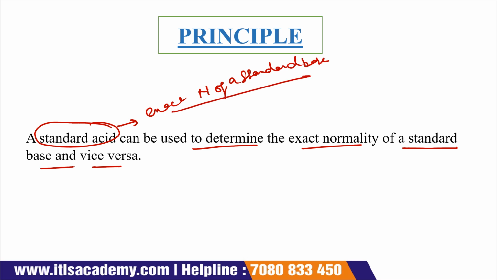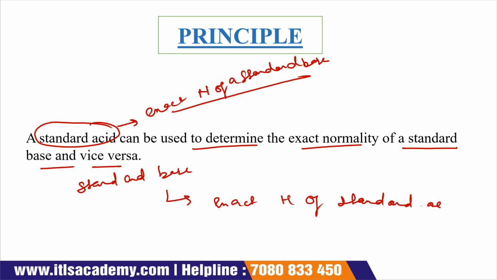Now if we have a standard base, this standard base is used to calculate the exact normality of a standard acid. So a standard base is used to determine the normality of a standard acid, and a standard acid is used to determine the normality of a standard base. This is the principle of this experiment.